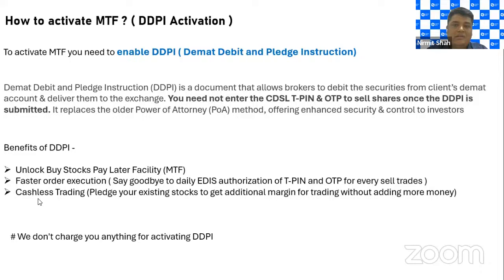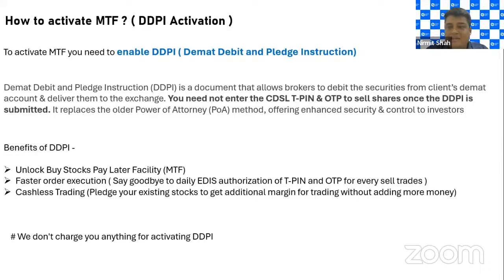Okay, so there are some of the benefits, which is unlock your buy stock pay later, which is MTF. If your DDPI is enabled, then and then only you can place a order into the MTF. आप तभी ऑर्डर प्लेस कर सकते हो MTF में अगर आपका DDPI एक्टिवेट है. सेकंड इज अ फास्टर ऑर्डर एग्जीक्यूशन. तो जैसे मैंने आपको बताया, you need to follow the entire process while you are selling any stock, a CDSL TPIN system. But if your DDPI is activated, then you need not to follow this process.